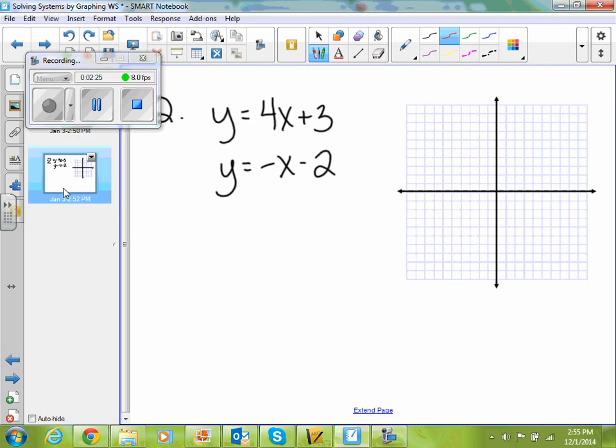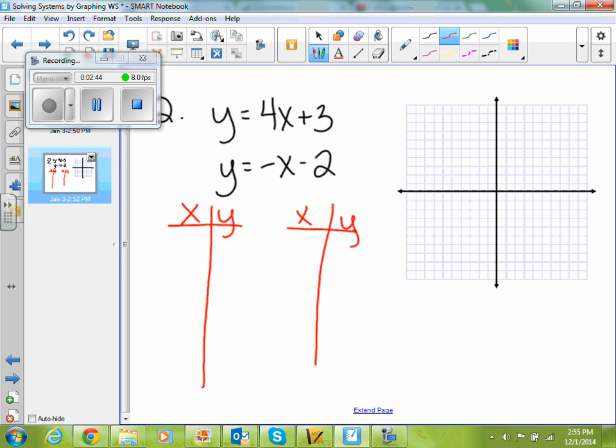Okay, so let's look at number 2. So number 2, we're given the system 4x plus 3 and y equals negative x minus 2. So we need to make 2 tables of values. That's your first step on every problem, is to make 2 tables of values. In this case, we don't have fractions, so we can use whatever x's we want. So 1, 2, 3. That doesn't matter.